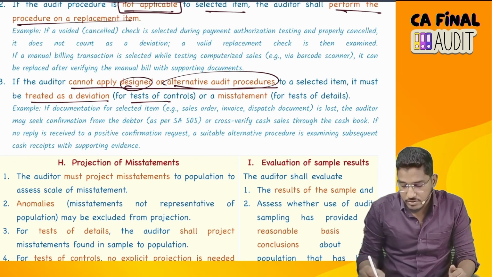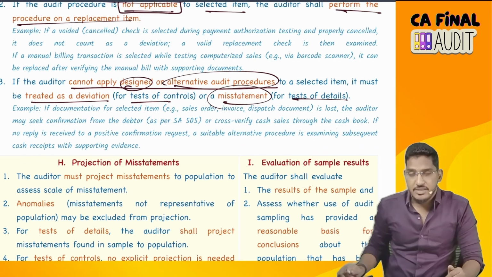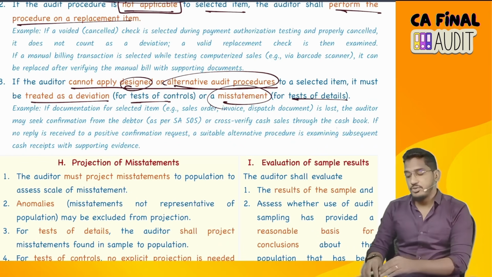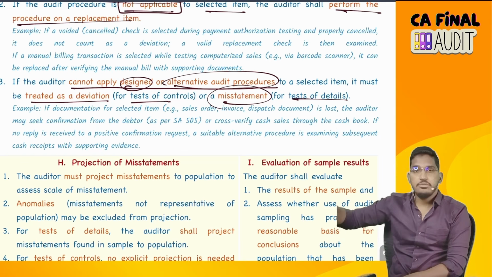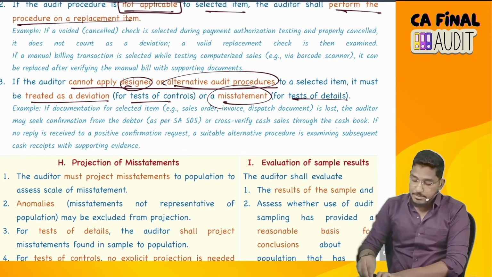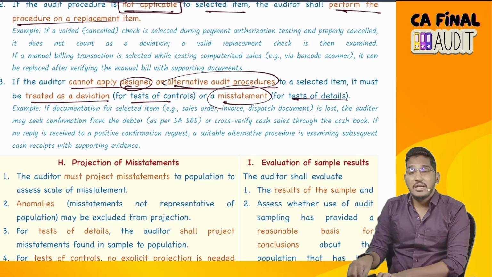In the case of test of controls or test of details, it has to be considered as a misstatement. So if the procedure itself is not applicable, it is a genuine case. We will drop the item and take the replacement item. But if the procedure is applicable, but you are unable to perform it.